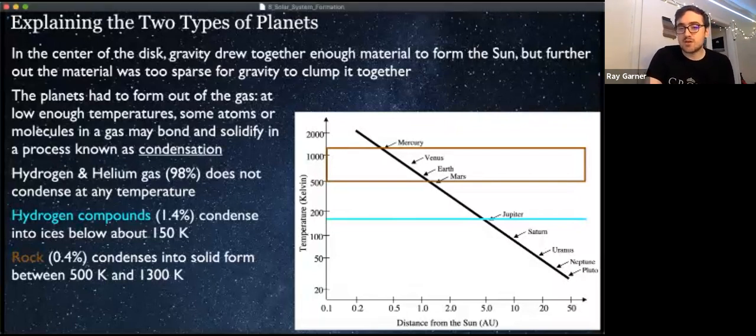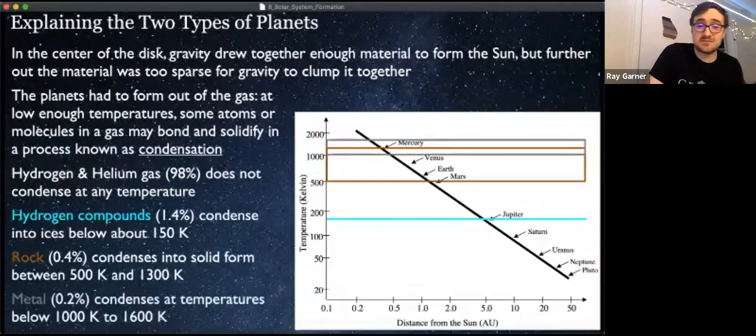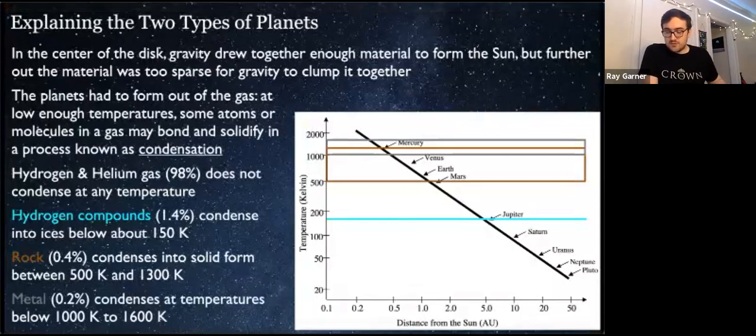So everyone but Mercury and maybe Mars are in it, so Venus and Earth. Metals will condense at temperatures below 1000 to 1600 Kelvin, so anything below here. So Mercury, definitely made out of metal. So these materials would condense whenever the temperature allowed. Close to the sun, it was way too hot for any material to condense. But a little farther out near Mercury's current orbit, it was cool enough for metals and some types of rock to condense out of the solar nebula into tiny little particles.